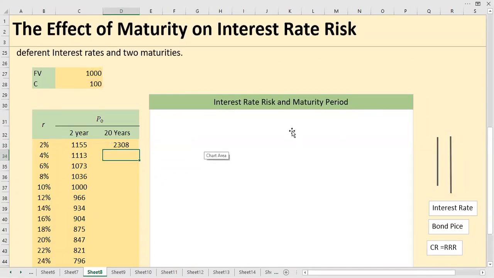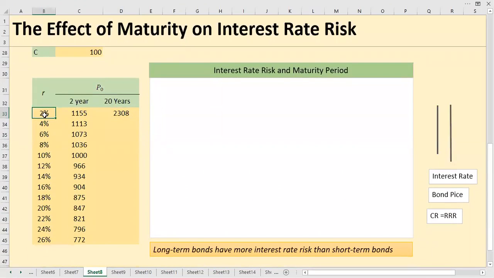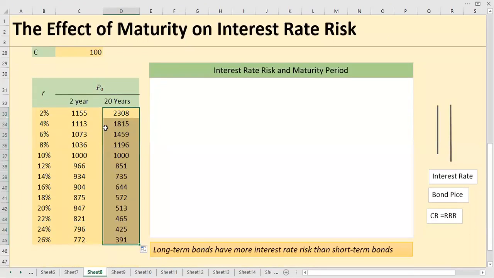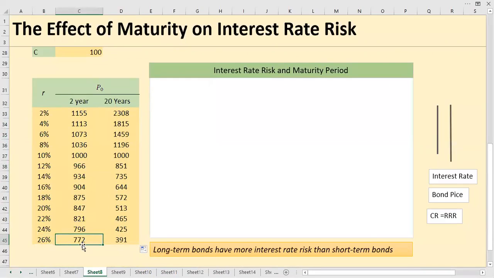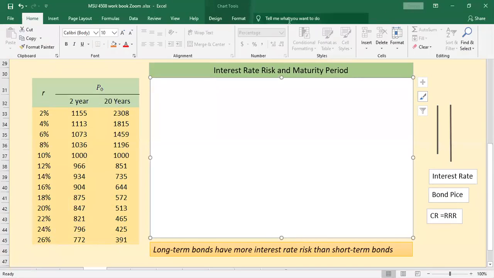So you get 1,308 rupees as the value of the bond when the required rate of return is 2%. Again, I am going to drag this down like this, so Excel will give me the answers. So when the required rate of return is 26%, for the 2-year bond you have a value of 772, and for the 20-year bond you have 391. Let me put these values into a chart so you can understand the relationship properly.